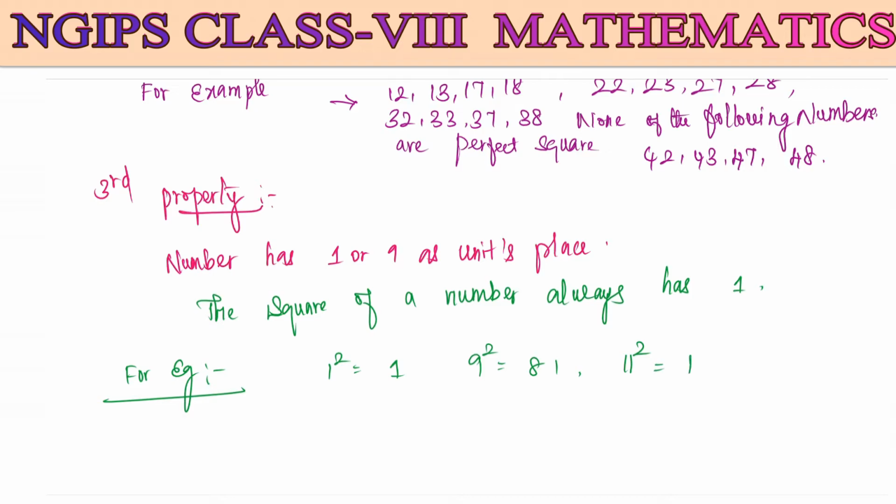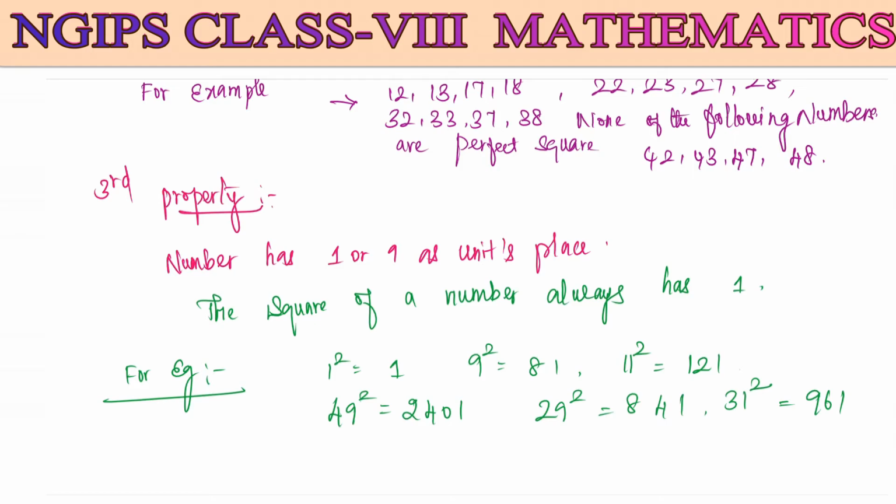11 square, the value is going to be 121. 49 square, the value is going to be 2401. 29 square, the value is going to be 841. So 31 square, the value is going to be 961.